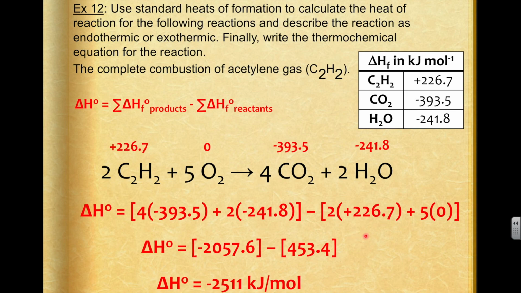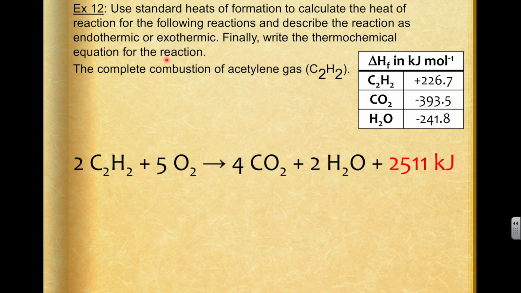So we'll condense those numbers, and then here's your products, and then here's your reactants. And then we'll find our last value is negative 2,511 kilojoules per mole. That should make sense. Combustion, you should know that combustion is an exothermic reaction. Good. It's exothermic because it is a negative delta H.